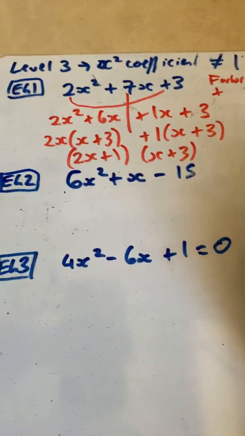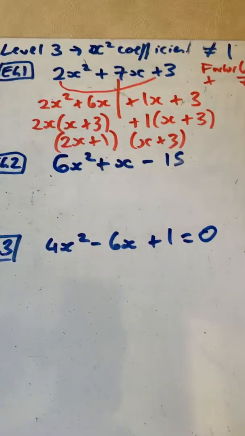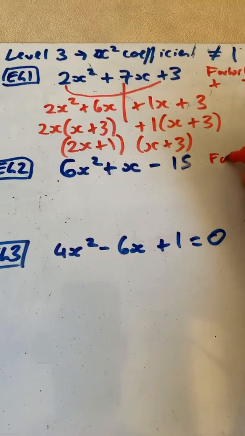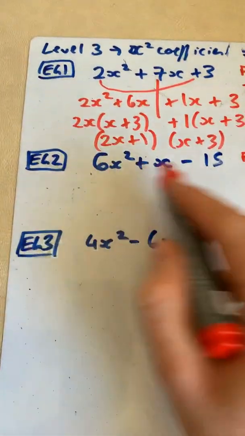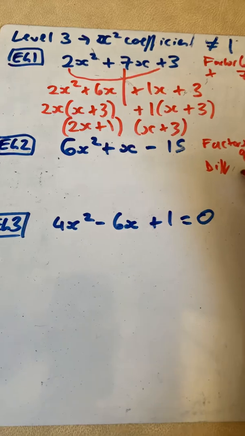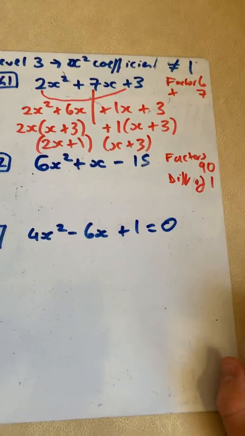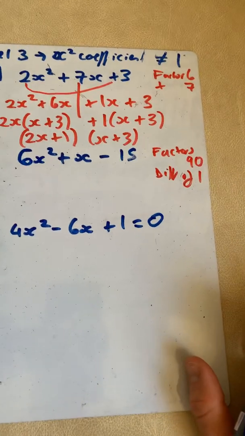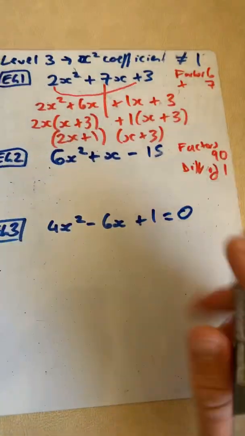Right, next one, a little bit harder because our coefficient here, not only is it not 1, but it's also not prime, so there's several different options here. But again, same method, we're looking for factors of 90, okay, 6 times 15. And because this is a minus, we're looking for them to have a difference of 1 as opposed to adding up to give 7. Difference of 1. So factors of 90 with a difference of 1, we should be thinking of, shouldn't we, 9 and 10.